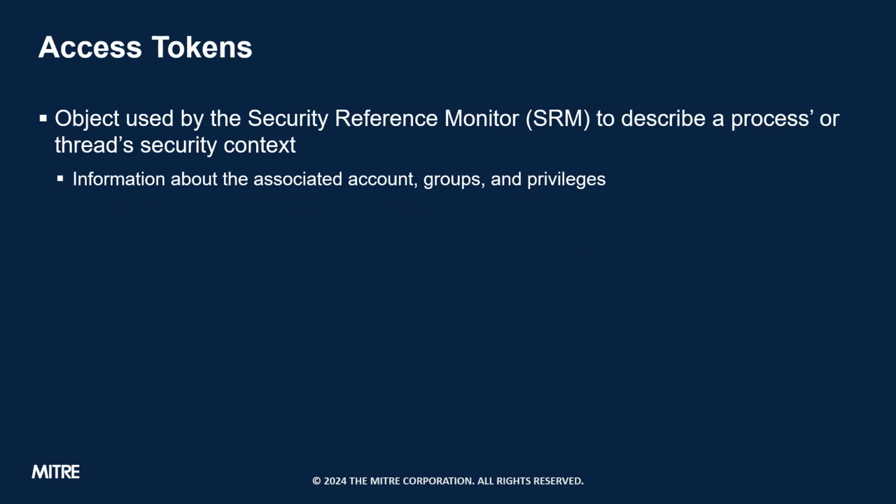In the previous lesson, we briefly mentioned access tokens and saw how the interactive logon process resulted in a logon session and generated an access token. But what exactly are access tokens? Access tokens are an object used by the Security Reference Monitor, or SRM, to describe the security context for a process or thread. The security context information includes information on the account associated with the access token, along with group and privilege information.